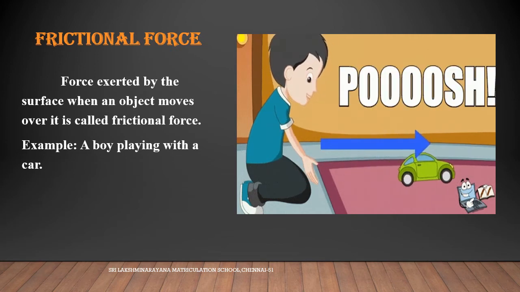Now the next slide is frictional force. Frictional force is the force exerted by the surface when an object moves over it. It is called frictional force. For example, a boy playing with a car. Now the car moves up to some extent and suddenly stops. We know that the object cannot stop without a force. The force that has stopped the car is the frictional force.